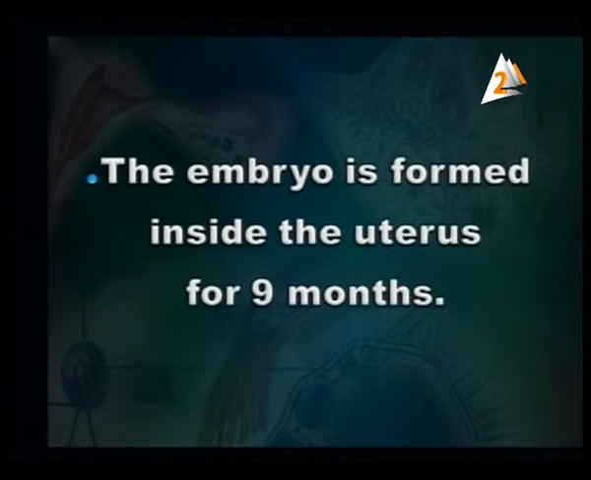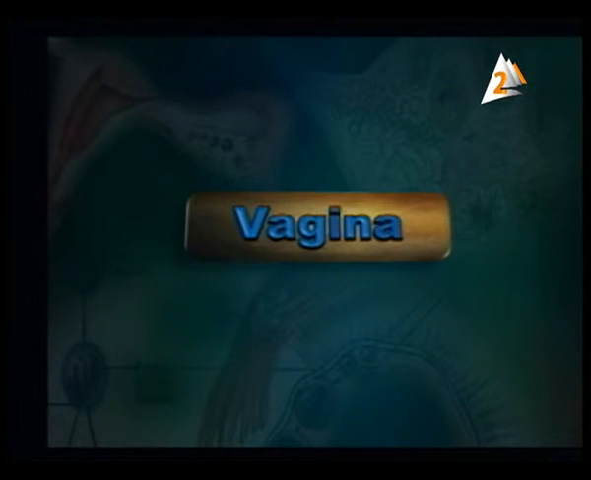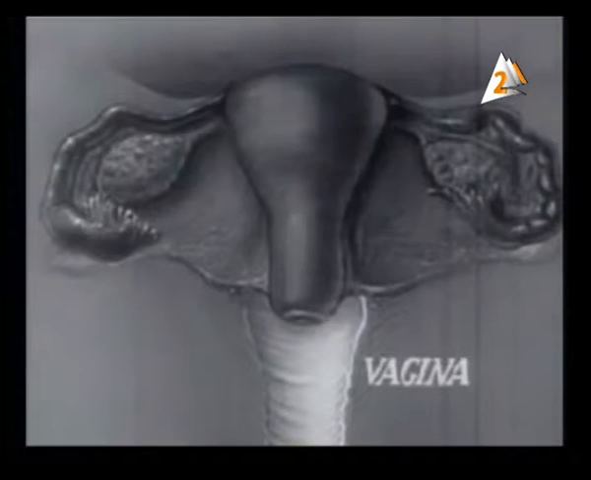The end of the female genital system is the vagina. The vagina is a muscular tube, about 7 centimeters in length. It is a muscular tube that expands during delivery of the baby.